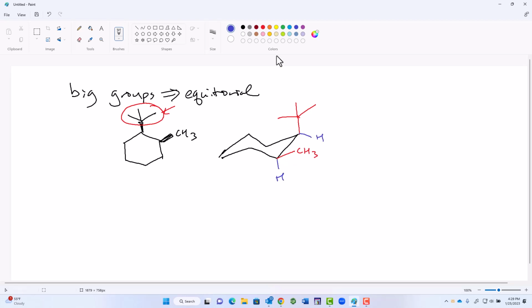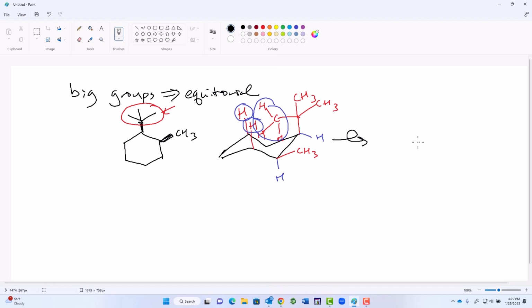Now this one, if we look, this T-butyl group, and just to illustrate a point, this is a C, 3 H's pointing out, and there's 3 of them. T-butyl is a huge group, so this amount of steric bulk is really, really making this type of conformer very unstable. So having a T-butyl group axial is not preferable.